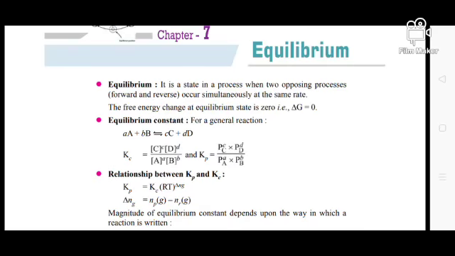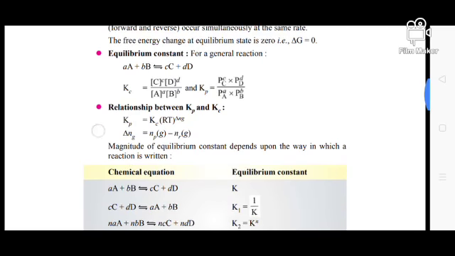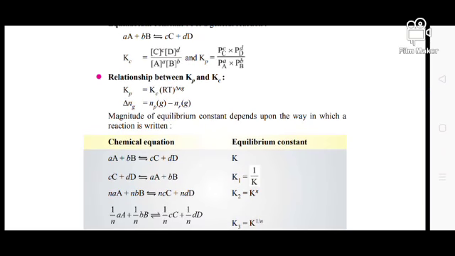When we discuss the equilibrium constant in terms of partial pressure, we can write the partial pressure of C, and the coefficients are written as powers. Similarly, the partial pressure of D to the power small d, the partial pressure of A to the power small a, and the partial pressure of B to the power small b. So this is the idea of how the equilibrium constant is written.